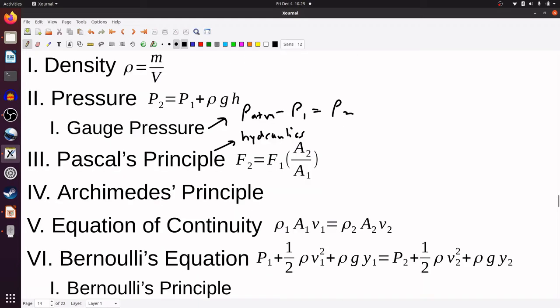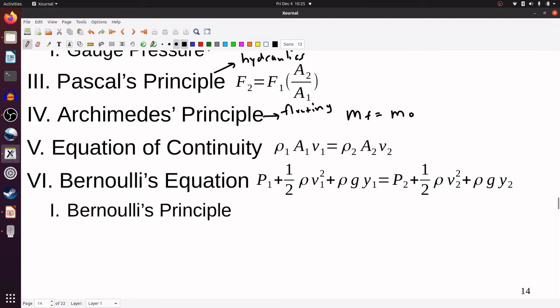Archimedes' principle is generally used for things when they are floating. The mass of your displaced fluid is equal to the mass of the object. That was what Archimedes discovered: if you have a bathtub full of water and a man gets in, the overflow water is equal to the weight of the man, the mass of the man, sorry.